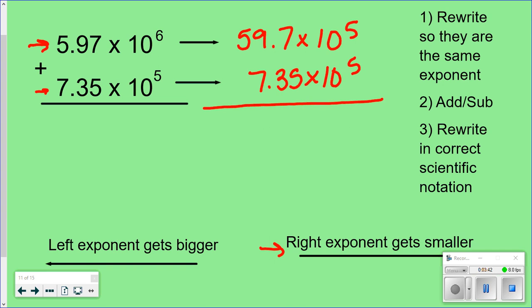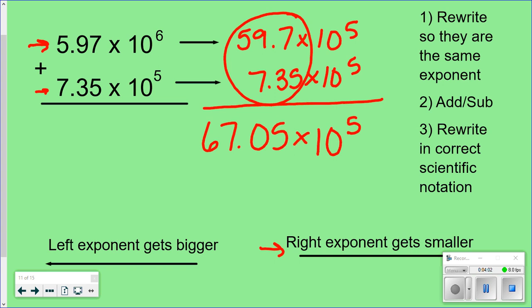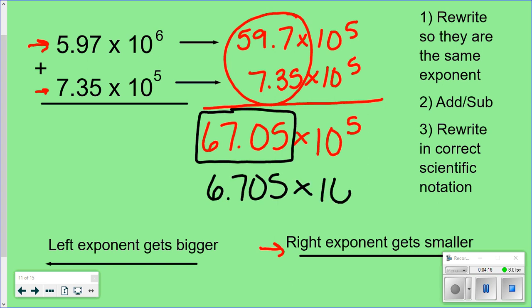Okay. Now when I do this, my exponent stays the same. I'm going to add them together this time. So I have 59.7 plus 7.35, and I get 67.05 times 10. All right, so in this case, I still have to rewrite it. It probably will be to the 6th yet. So I have to actually move it over. Now, if I move it over once to the left, I'm going to make the exponent bigger by one. So it's going to be 10 to the 6th.